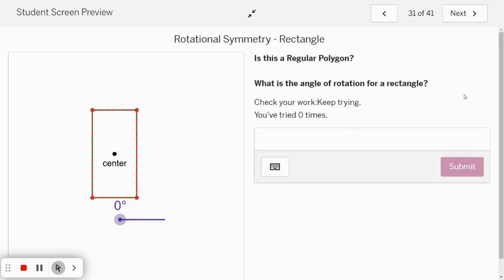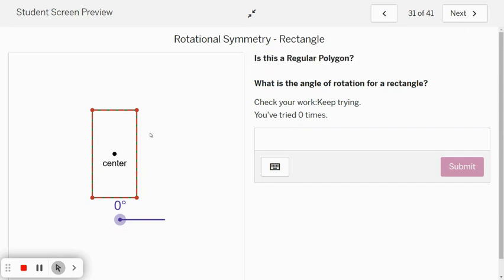Okay, so let's put this into action here. First of all, look at your figure. Ask yourself, is this a regular polygon? What am I asking really? Are all the sides the same length? Are all the angles the same? The answer is no. This is a rectangle, so we have opposite sides are the same, but not all sides are the same.